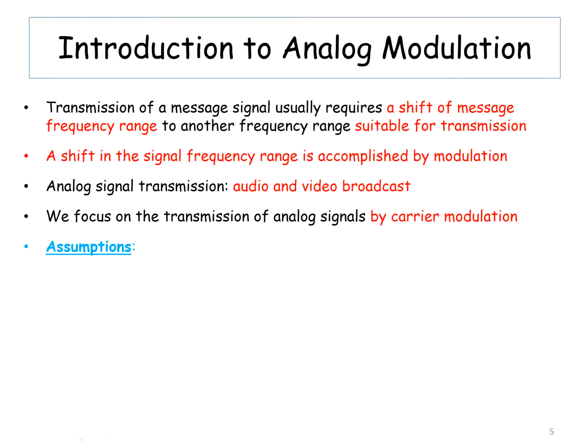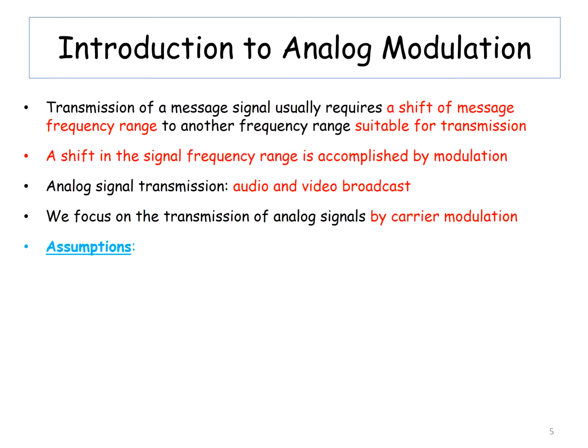Transmission of a message signal usually requires a shift of the message frequency range to another range, which may be more suitable for transmission. A shift in the frequency range is accomplished by modulation methods. Although digital modulation mechanisms are frequently used in modern communication systems, analog signal transmission is still widely employed in audio and video broadcast. In this lecture, we focus on the transmission of analog signals by carrier modulation.